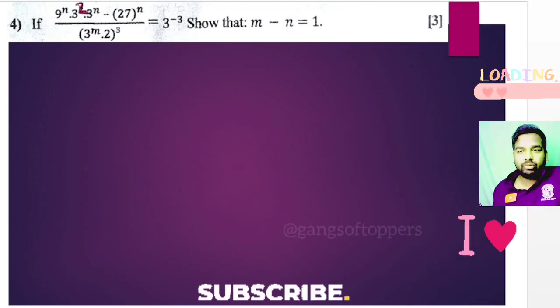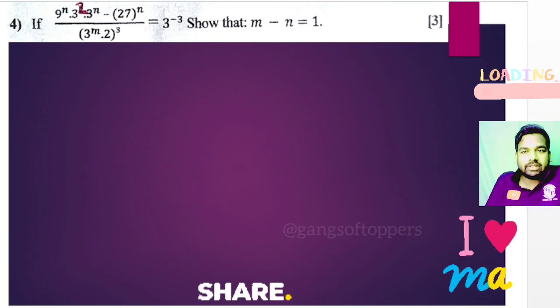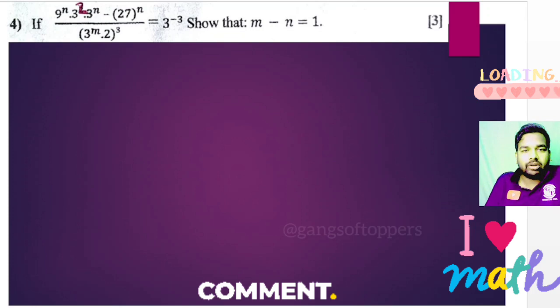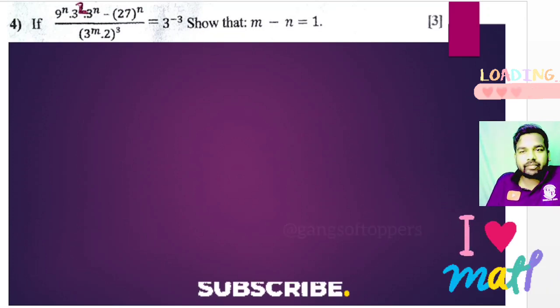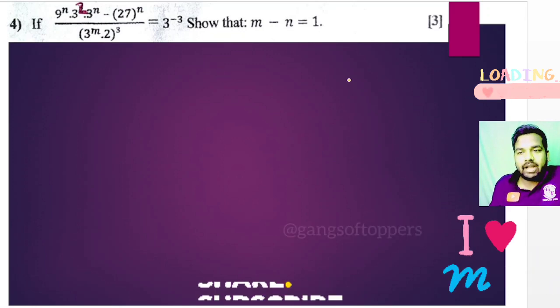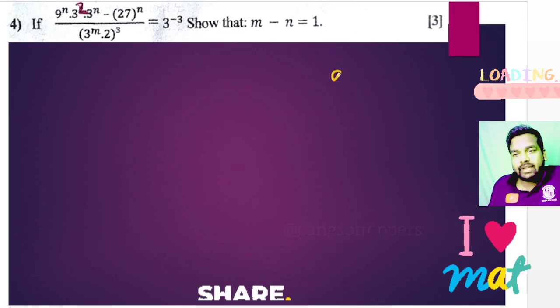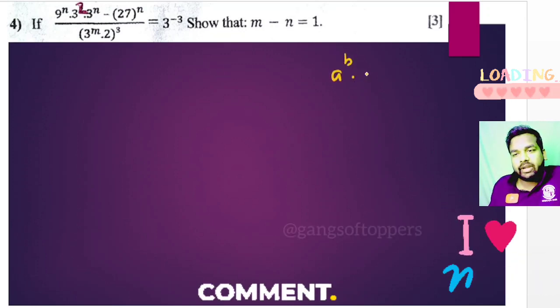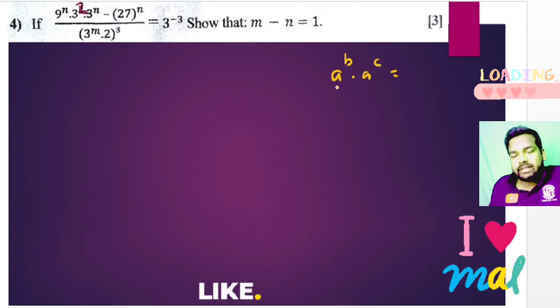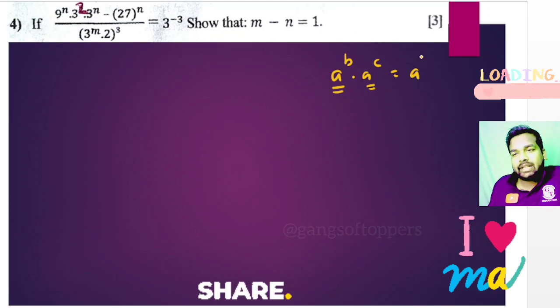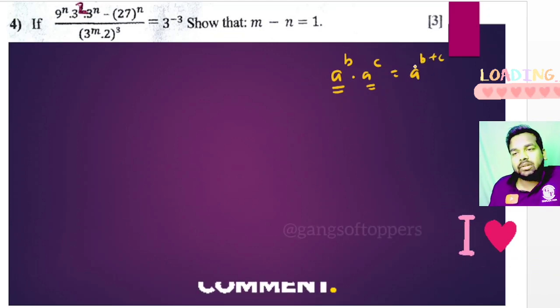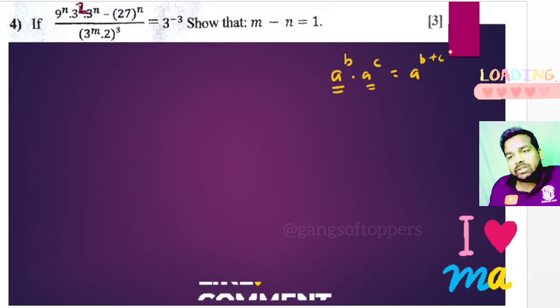Before going to solve the question, first understand the concept. First we are going to understand the concept. The first concept it is asking is this one. I think everybody knows the concept that a to the power b and a to the power c, since here the base is the same, we are going to add the powers. This concept is what we are going to utilize.